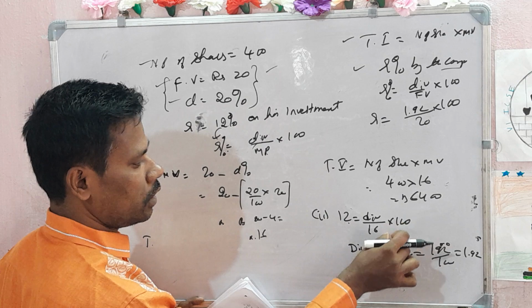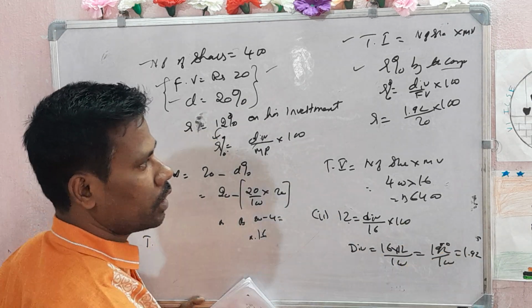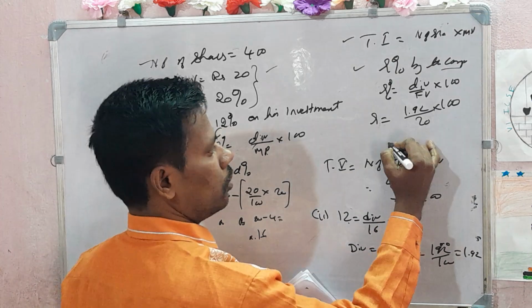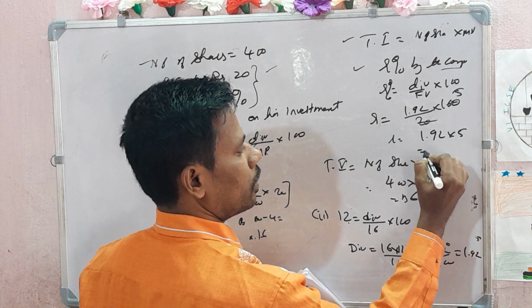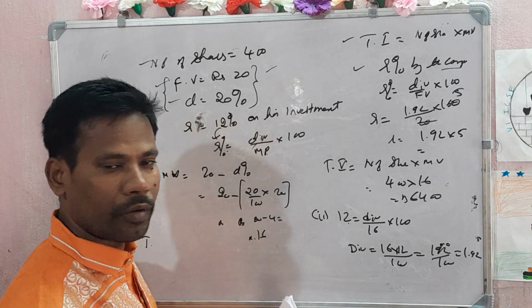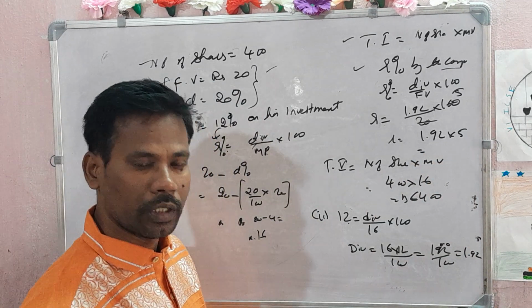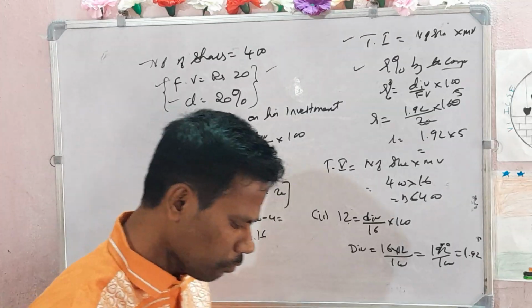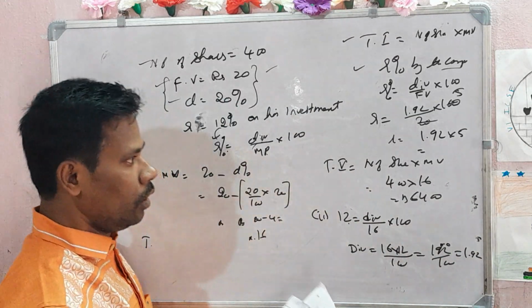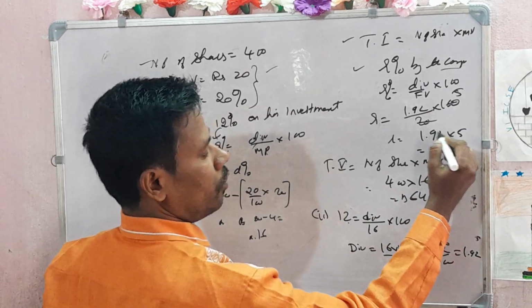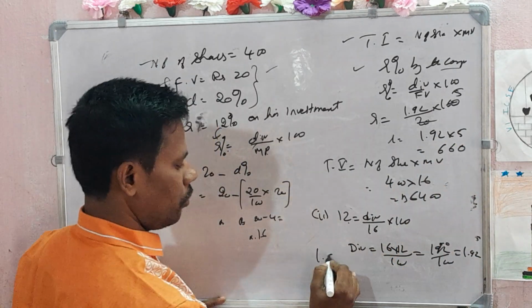So the rate percentage is the dividend, which I found out as 1.92, into 100 by 20. That is 1.92 into 5. So how much is 1.92 into 5?